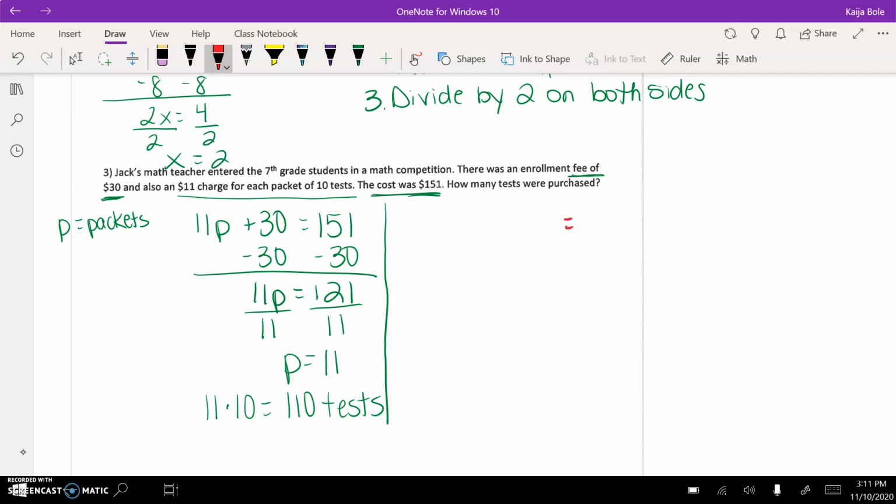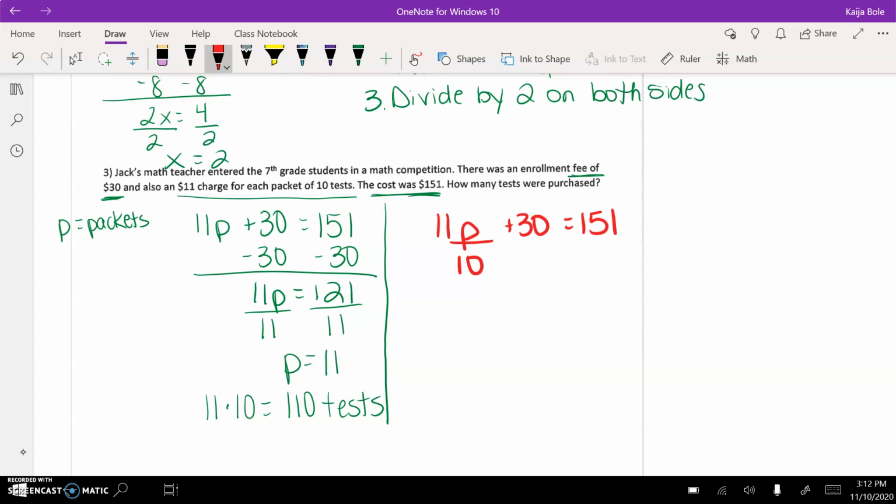We would still equal 151. We'd still have that plus 30. We could still talk about packets, all right? But in each packet, it's like dividing by 10 because there's 10 in each packet. But then we would also still have to multiply by 11 because it's $11 per packet.